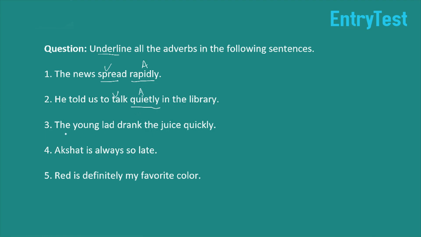Next, the young lad drank the juice quickly. Okay. Now here young lad is my noun about whom I'm talking, and drank is the verb, the action that he's doing. The juice quickly. Okay. So quickly is my adverb here, that is describing the action. How he was drinking it: quickly. Okay, so that's the adverb.